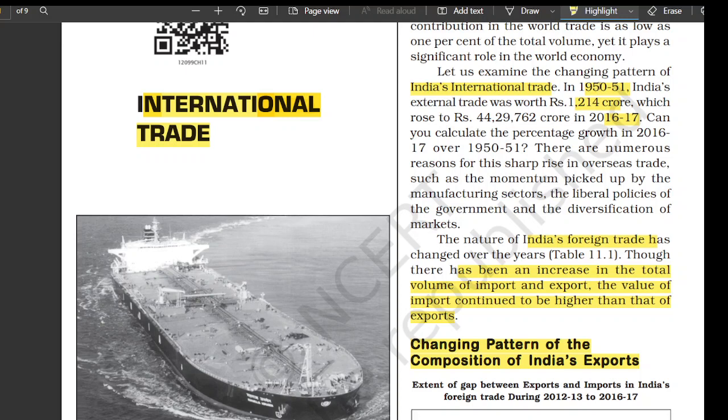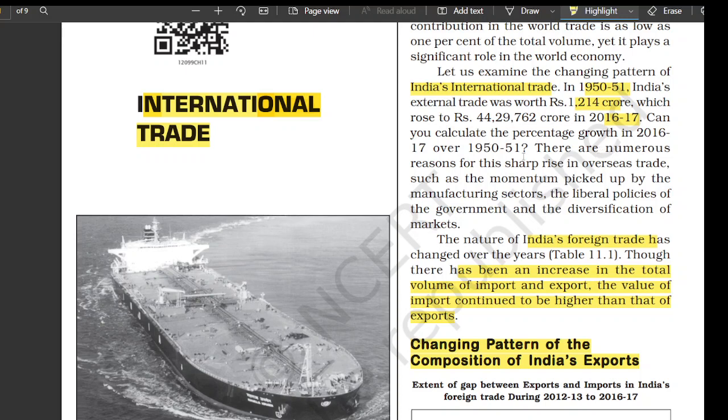Let us examine the changing pattern of India's international trade. In 1950-51, India's external trade was worth rupees 1,214 crore, which rose to about 44 lakh 29,000 crore in 2016-17. Can you calculate the percentage growth in 2016-17 over 1950-51?